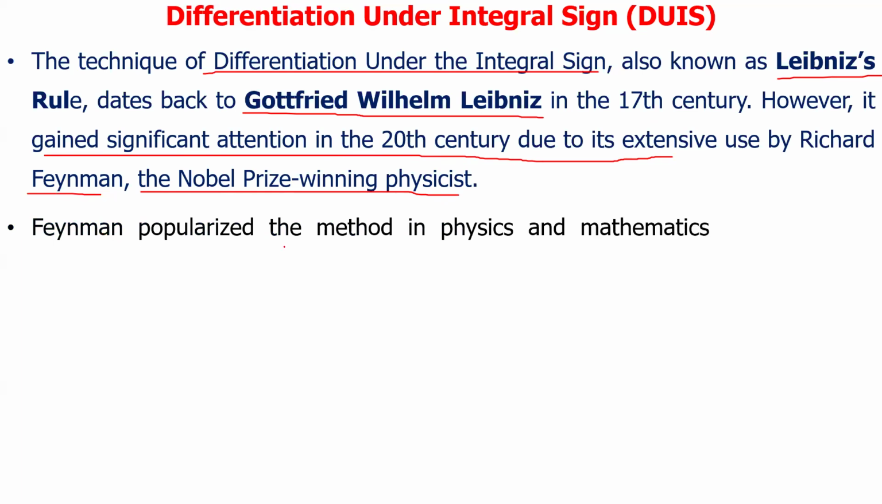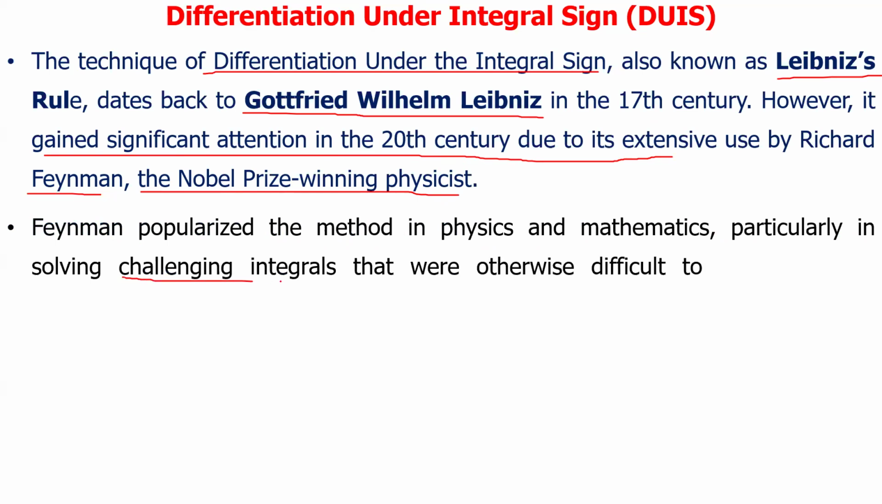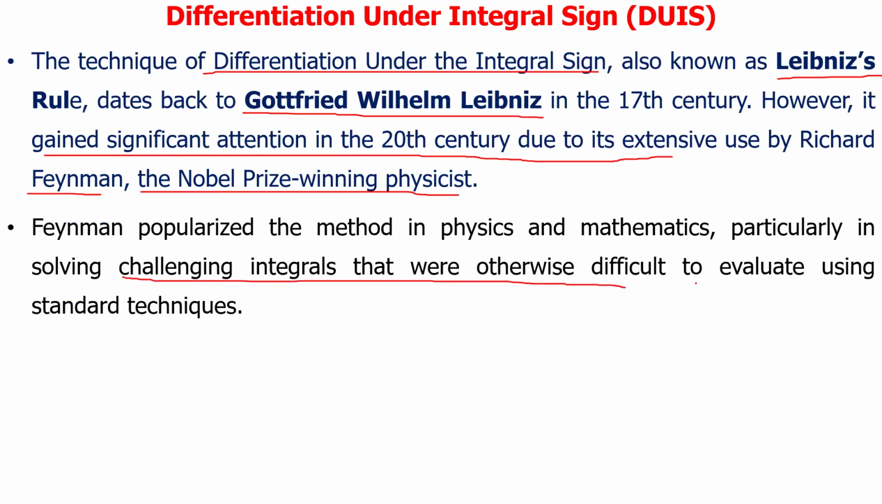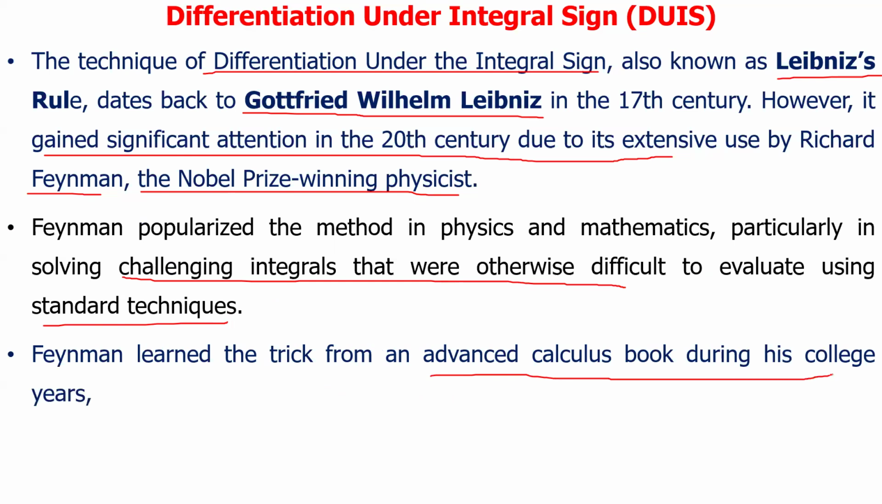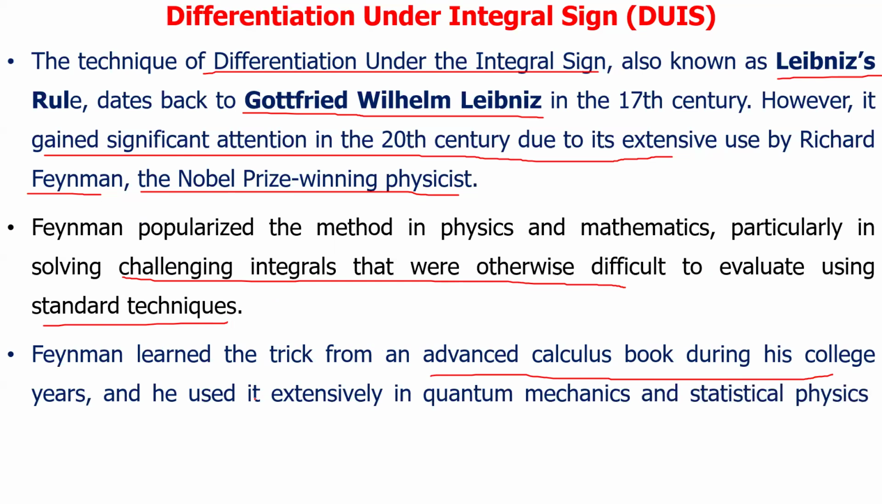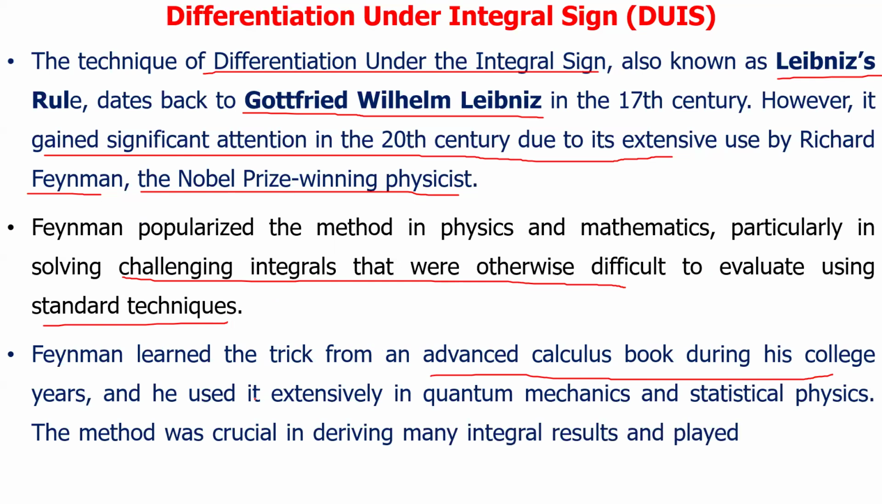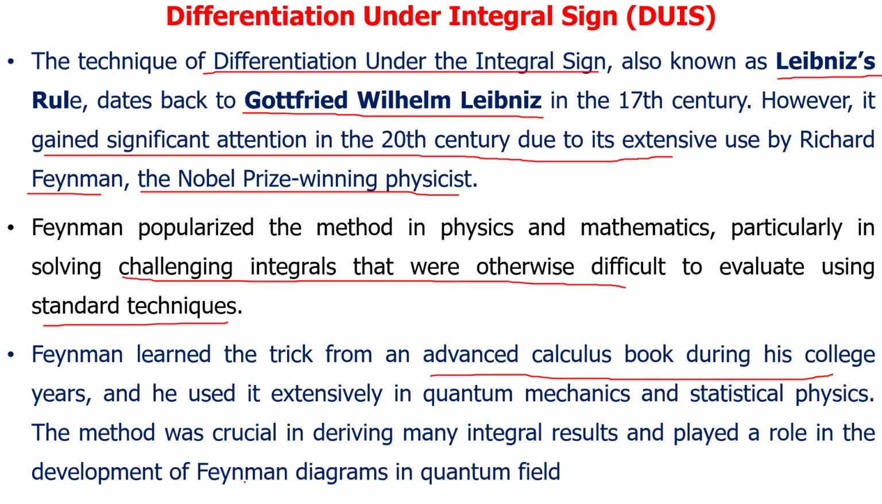Feynman popularized the method in physics and mathematics, particularly in solving challenging integrals that were otherwise difficult to evaluate using standard techniques. Feynman learned the trick from an advanced calculus book during his college years, and he used it extensively in quantum mechanics and statistical physics. The method was crucial in deriving many integral results and played a role in the development of Feynman diagrams in quantum field theory.